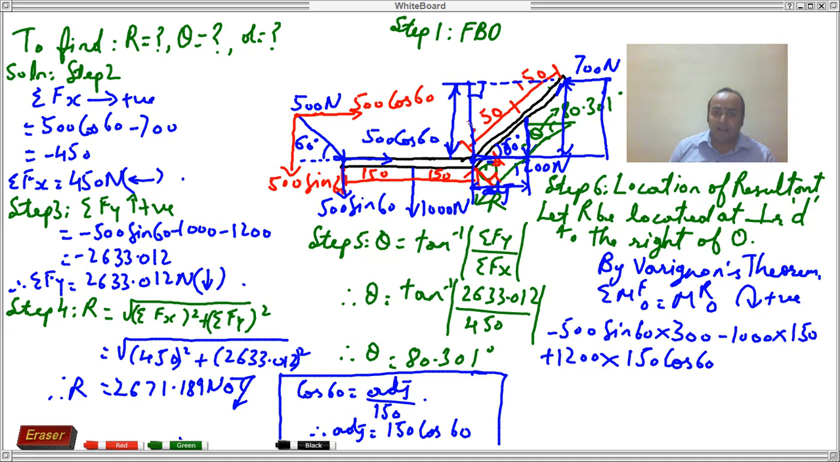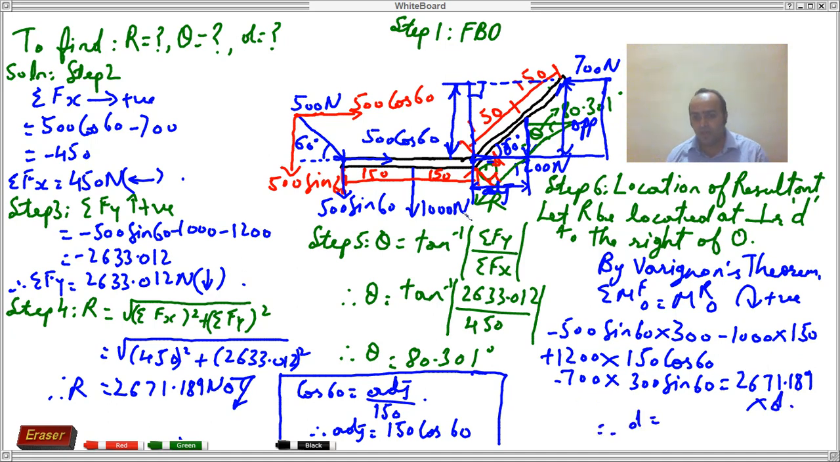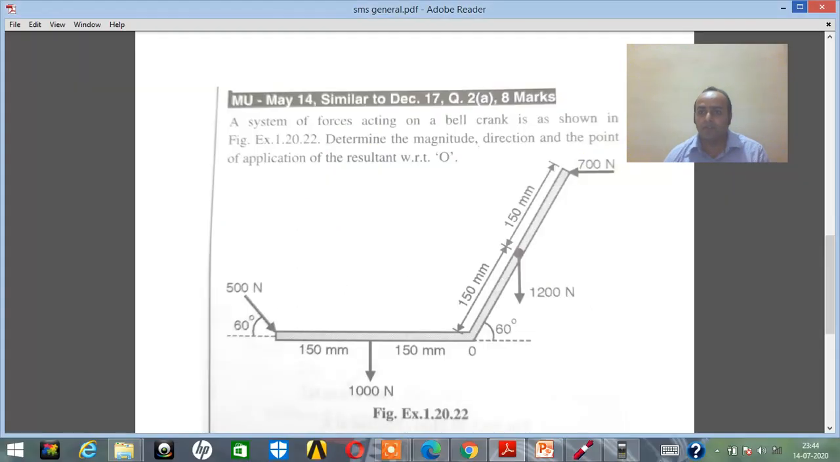So friends, again for this I can form sine 60 is equal to opposite upon hypotenuse. So this is the opposite side that I want. For this it will be minus, because it will be causing the body to rotate in anti-clockwise sense, minus 700 into 300 sine of 60 is equal to R. R is causing the body to rotate in clockwise sense, my dear friends. So that is why 2671.189 into small d. Therefore d is equal to, now I will be calculating this particular equation.